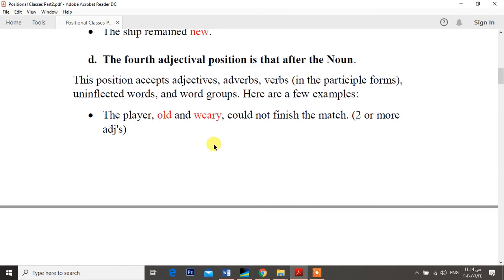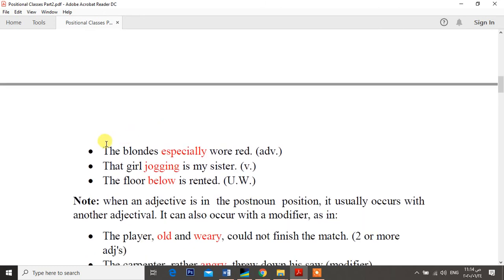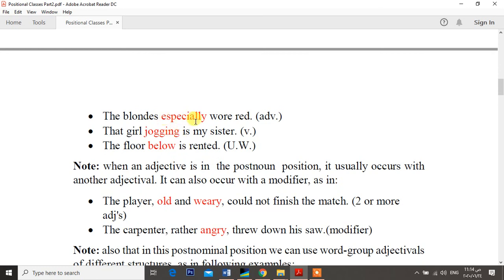The fourth adjectival position is that after the noun. And they are coming after the noun player. Here, the blondes especially wore red. Here especially is an adverb. The blondes is a noun, and especially is an adverb that comes after the noun. And this is an adjectival position. So the adverb especially rests in an adjectival position.